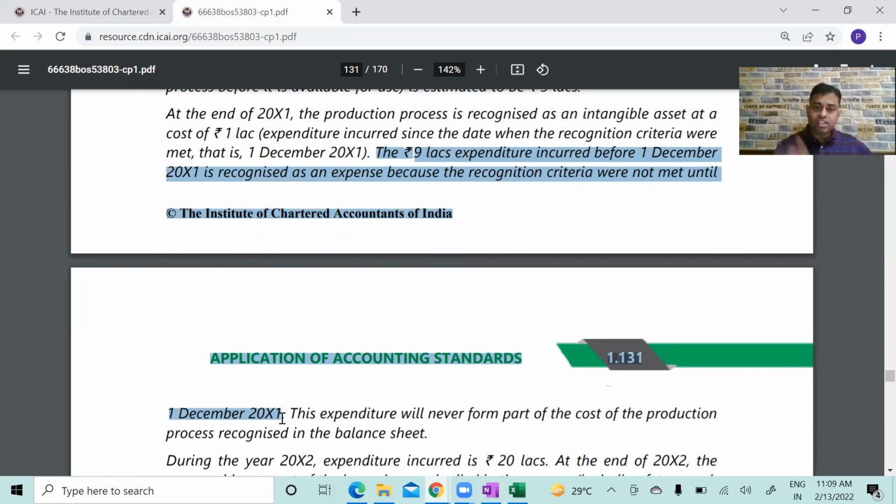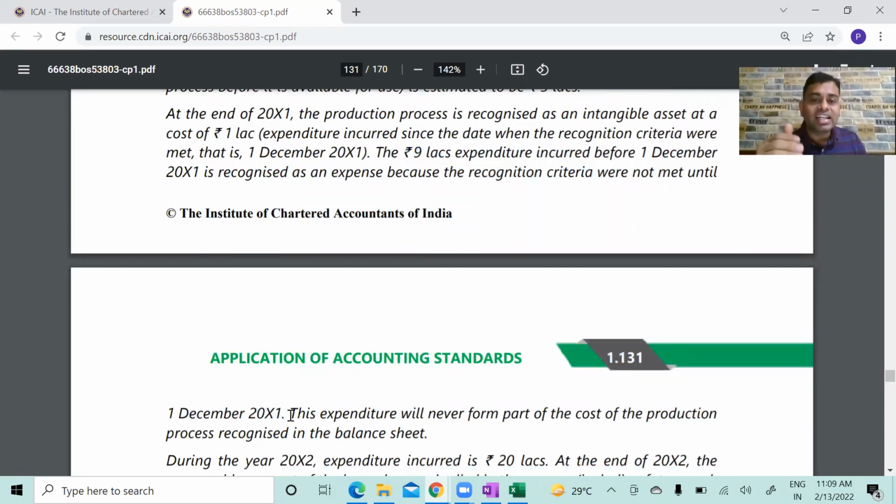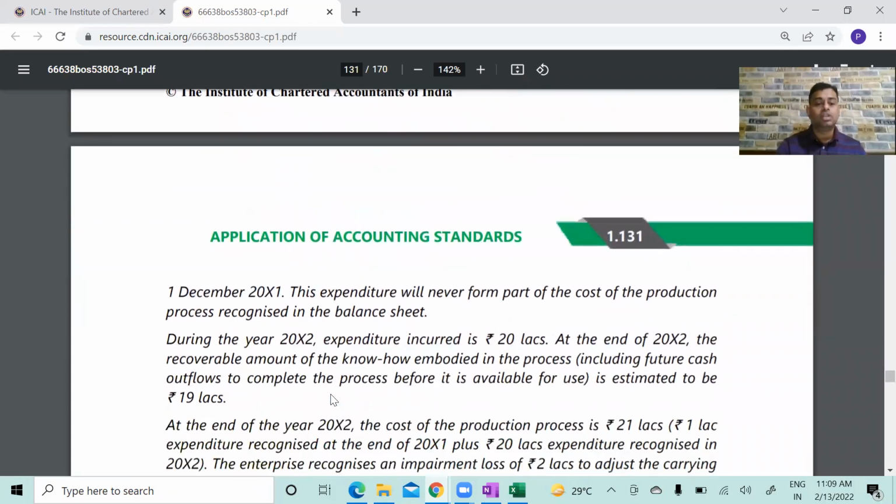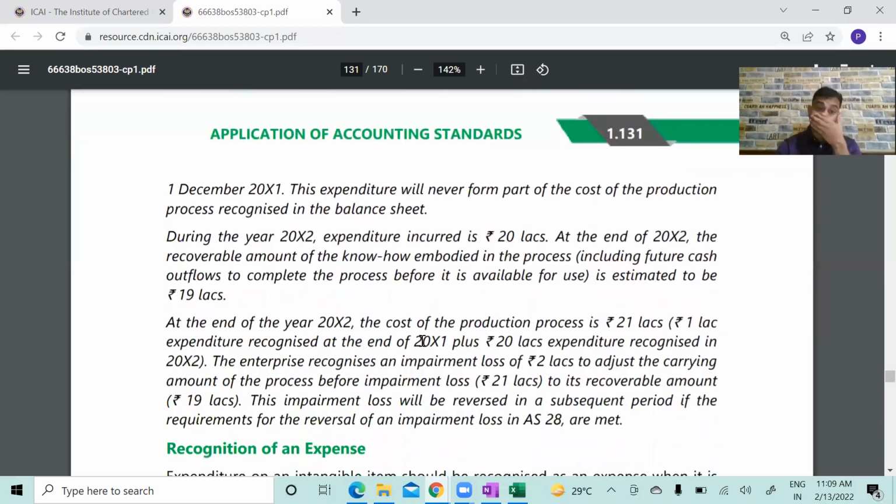Is this correct? Do you agree with this? Yes, sir. Yes. Why? Research cost. See, this is an example. That is the reason they have given the answer also internally. Otherwise, they would have given a question and asked you what to do. Next, continue. This expenditure will never form part of cost of production process recognized in the balance sheet.